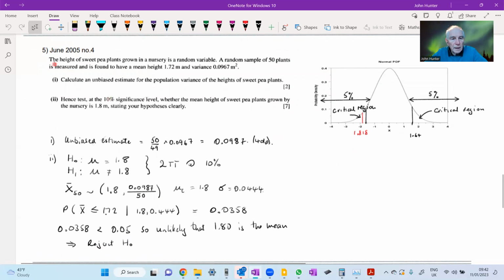Right, another one. The height of sweet pea plants grown in a nursery is a random variable. A random sample of 50 plants is measured and found to have a mean height of 1.72 and variance of 0.0967 meters squared.